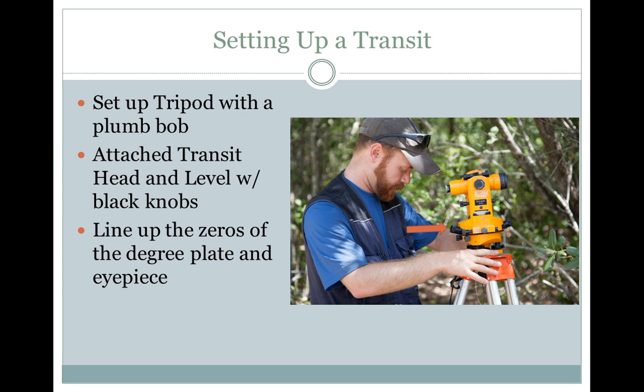And then after you've leveled the transit, you're going to want to line up the zeros with both the degree plate and the eyepiece that you will be able to see through here. That way, when you're starting your measurements, you'll know that the eyepiece is at the same degree as the degree plate. Now, when using any of the knobs that are on this transit, you want to be gentle with them.